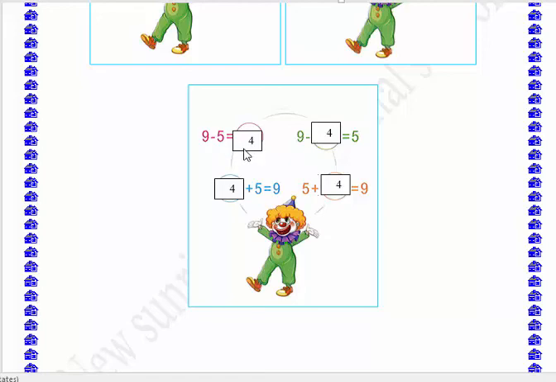That means 9 and 5 and 4. This is the fact family. 4 plus 5 equals 9. We can switch the numbers. 5 plus 4 equals 9. Or 9 minus 4 equals 5. Please answer again pages 81 and 82 as the homework.